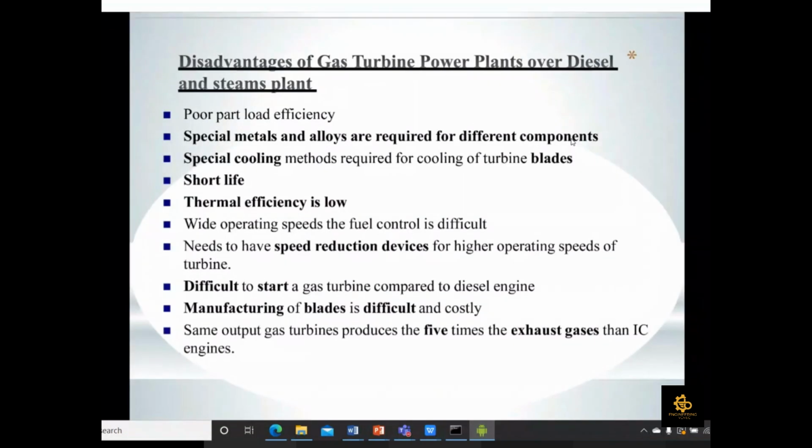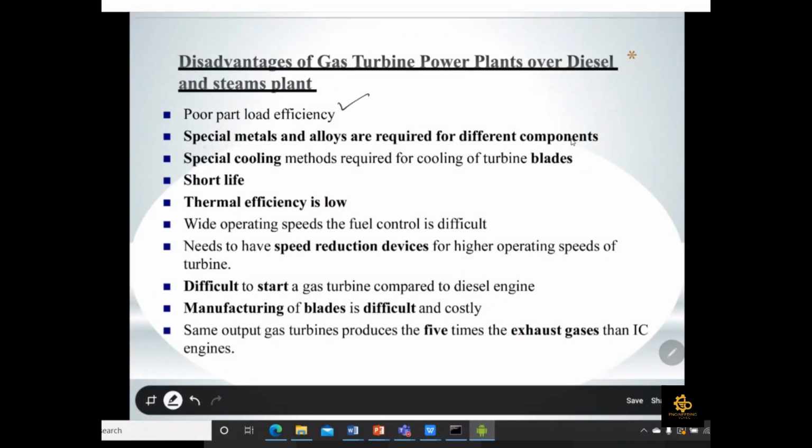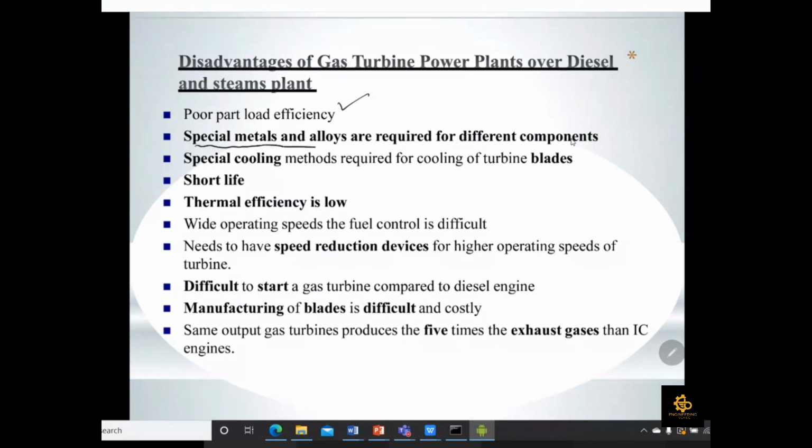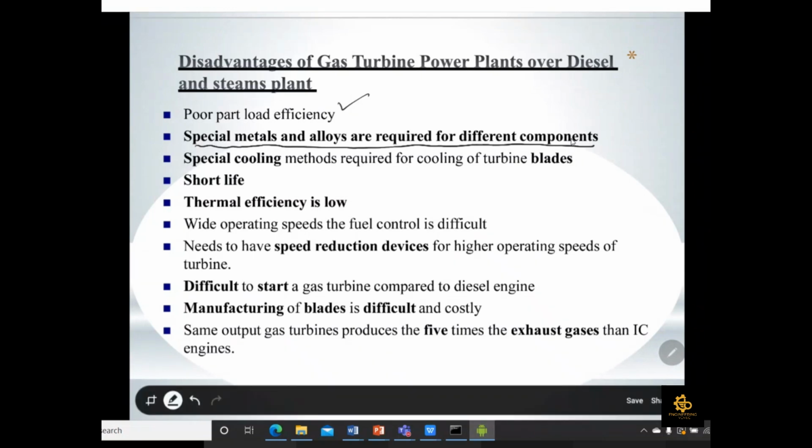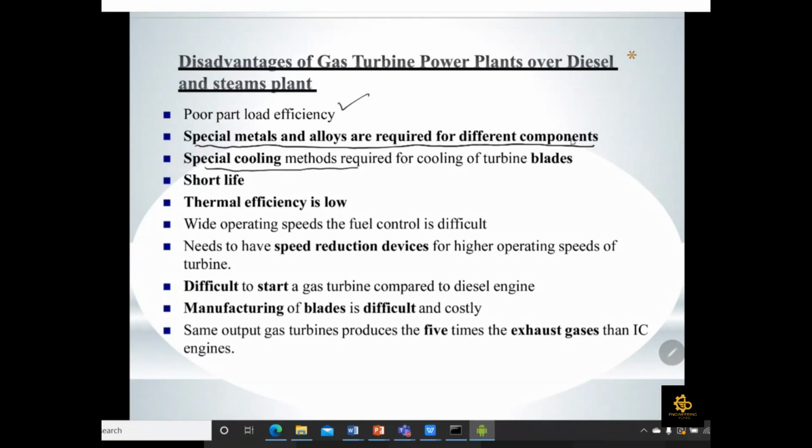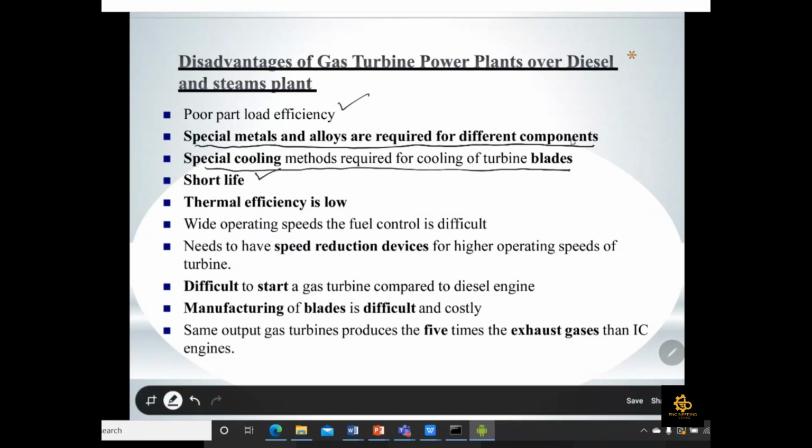So disadvantages: poor part load efficiency. I already told you that we need special metals and alloys for different components because high speeds are involved. Then a special cooling method is required for cooling of the turbine blades. It has a very short life because many high thermal stresses are involved, so there will be a short life of all the components.